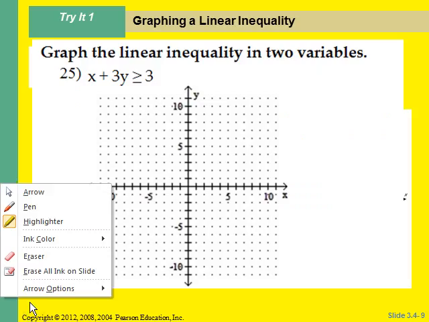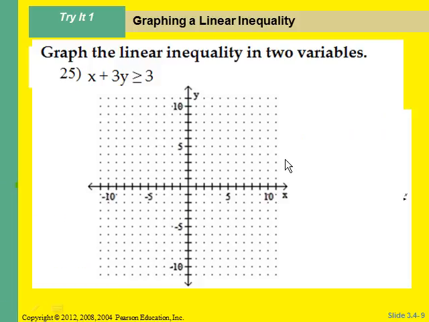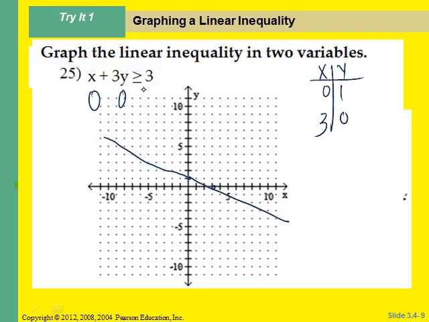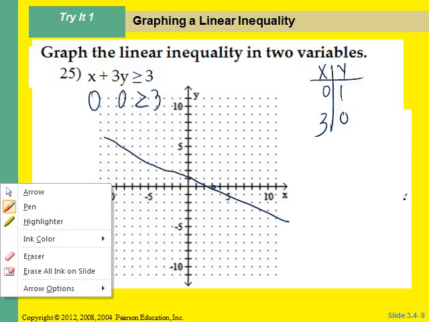Okay, you do this one. So if x is 0, y is 1. If y is 0, x is 3. Over 0, up 1, over 3, up 0. And it's solid once again. Choose the point 0, 0. Is that greater than 3? No. And so we're going to shade above that line.